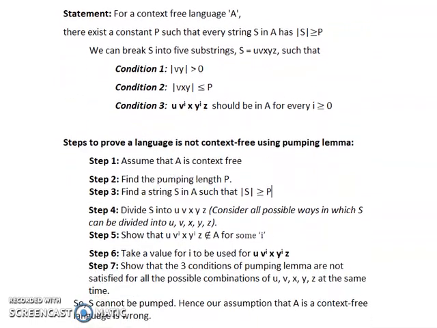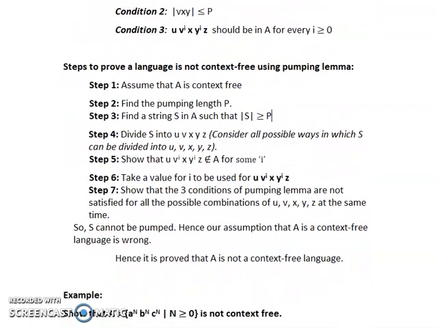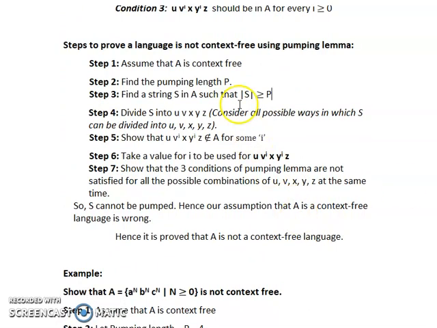Now let's discuss the steps to prove a language is not context-free using pumping lemma. So according to step 1, let us assume that the given language A is context-free. Then find the pumping length P. After this, find a string S in the language A such that the length of the string S should be greater than or equal to the pumping length P.